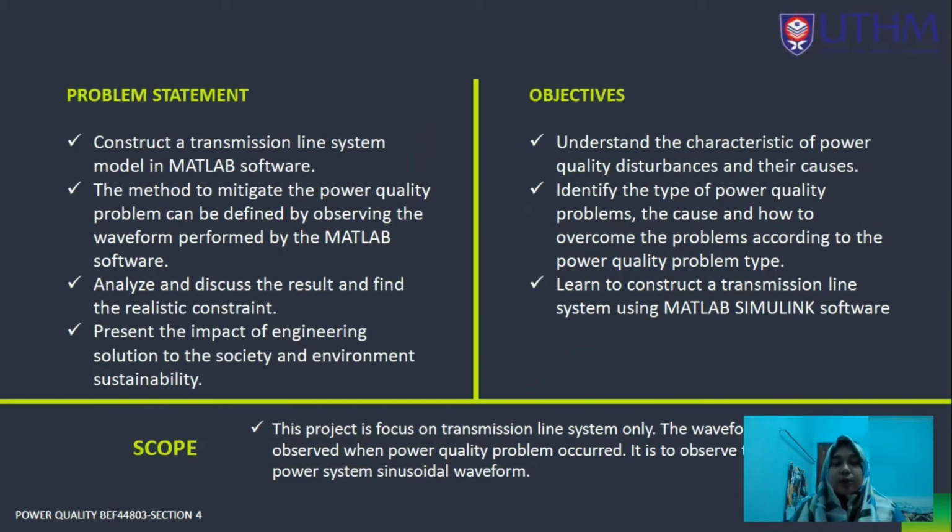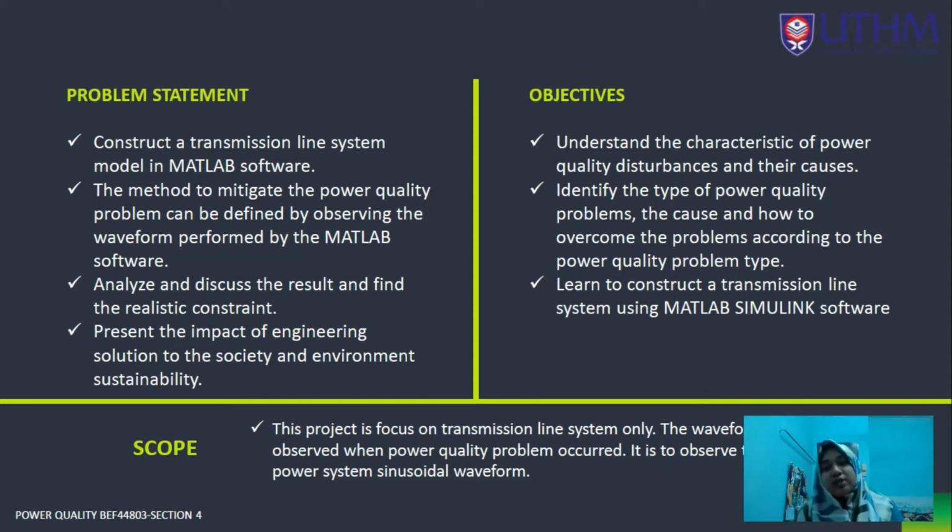So next, the problem statement is we are trying to construct a transmission line system model in MATLAB software, and the method to mitigate the power quality problem can also be determined and observed by looking at the waveform formed by the output in MATLAB software. And we also analyze and discuss the result and find the realistic constraint. We also present the impact of engineering solution to the society and environment sustainability.